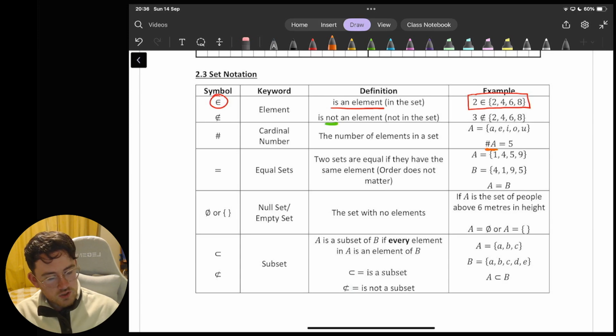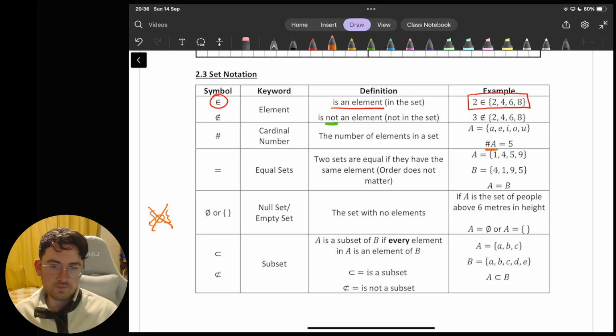It's important to note that it is not, for example, the two brackets with a 0 inside. That is not the empty set, because that set actually has an element, and the element is 0. So just be aware of the difference between the two there. I'm not going to go into subset yet because I'm going to do a separate video on that. So we're going to focus primarily on those first 4 symbols.